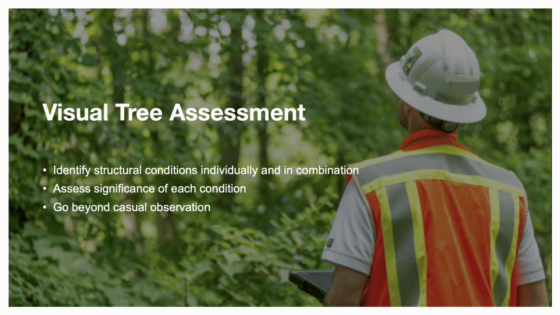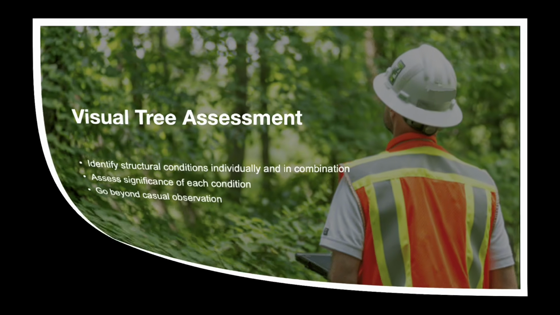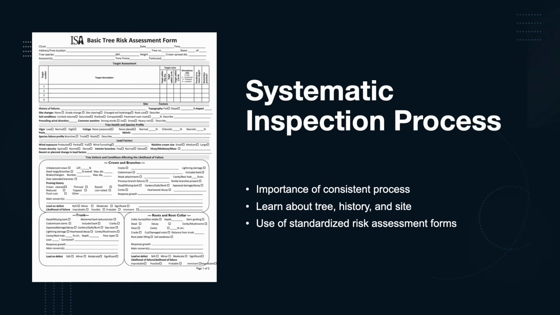Each condition affects failure risk differently. It's important to determine how each factor may interact with the others. Some defects may seem minor alone but could be dangerous in combination. Using a consistent process helps ensure we gather all the relevant information. We're not just looking at the tree, we're learning about its history and its site.